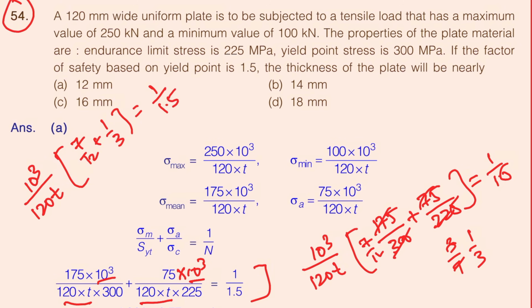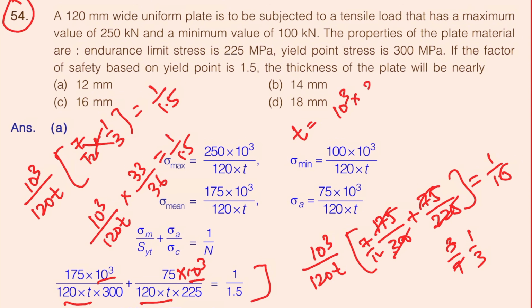Ultimately this can be 10 raised to power 3 divided by 120t multiplied by 33 divided by 36 is equal to 1 upon 1.5. So the t value, the ultimate calculation that I need to do over here is 10 raised to power 3 multiplied by 33 multiplied by 1.5 divided by 120 into 36. That is the calculation that we are supposed to do in this one.